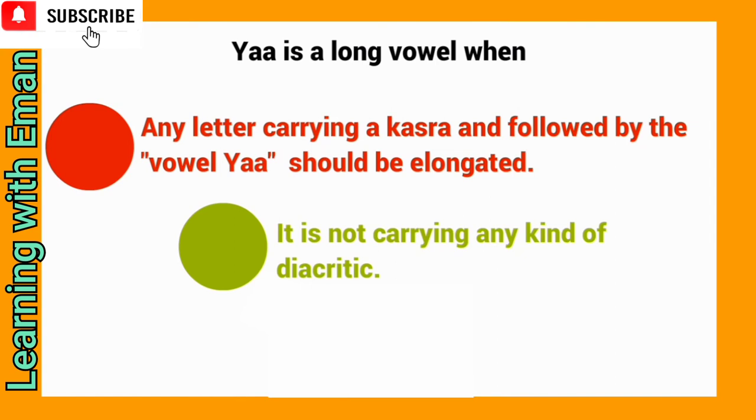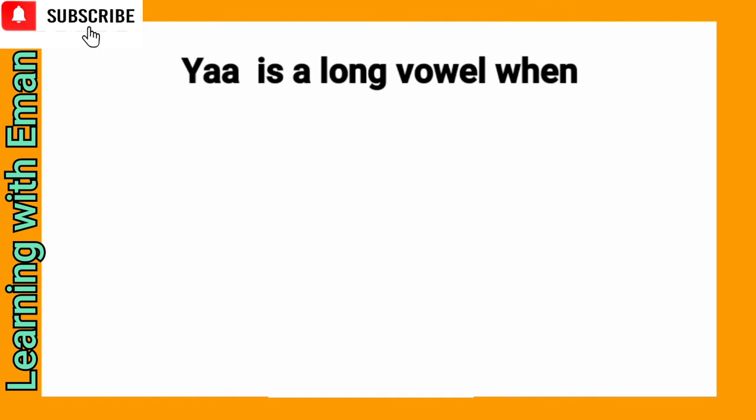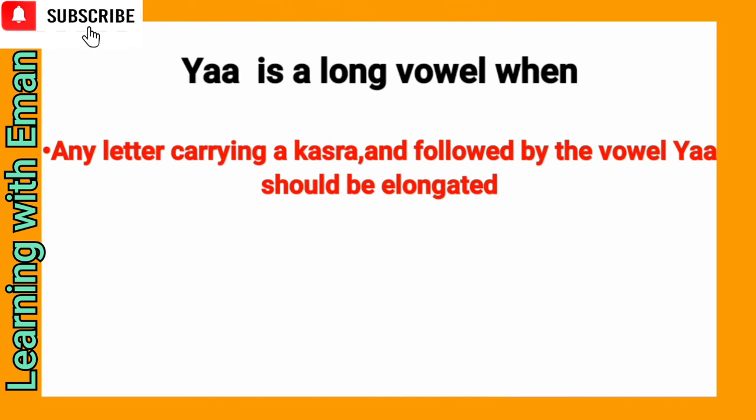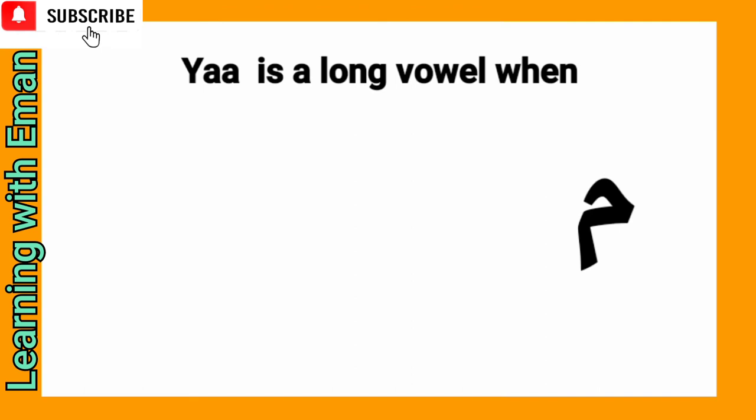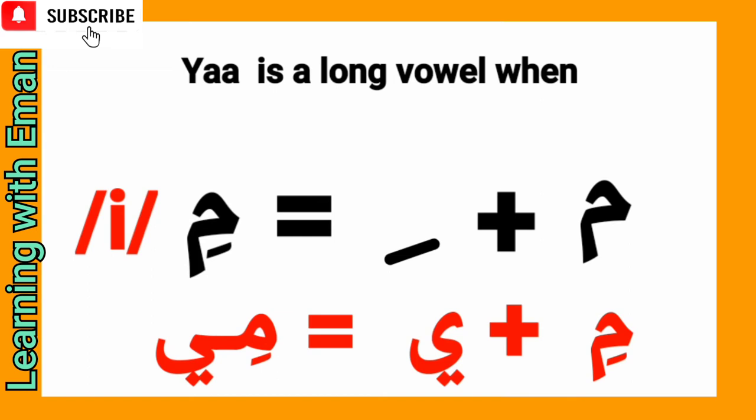Ya is a long vowel when any letter carrying a kasra is followed by the vowel ya. In this case it should be elongated. Ya doesn't carry any kind of diacritic. Now let's discuss these conditions one by one. The first condition is that ya is a long vowel when any letter carrying a kasra is followed by the vowel ya. If we take the letter meme for example, from the last lesson, we know how to add kasra to the letter meme: mi. Now, if we add the ya long vowel it will be mee.